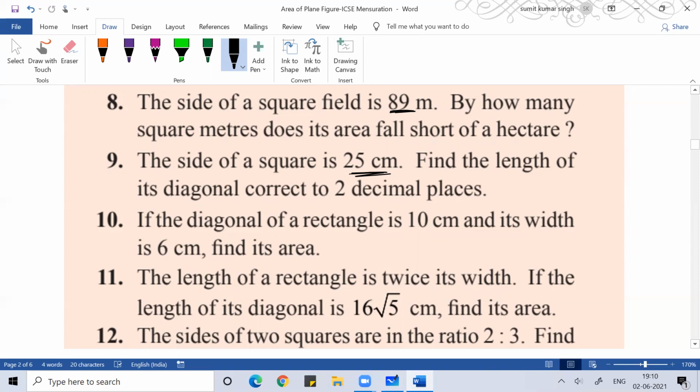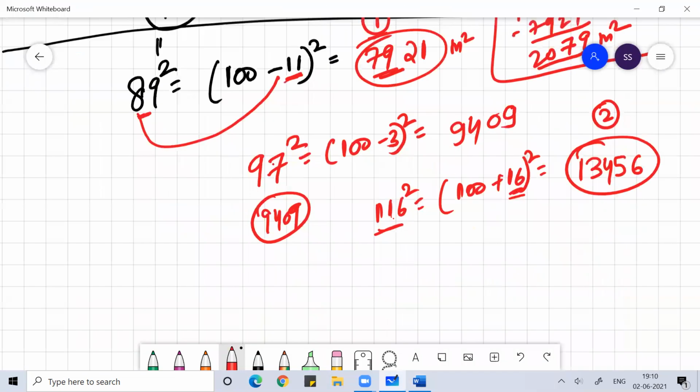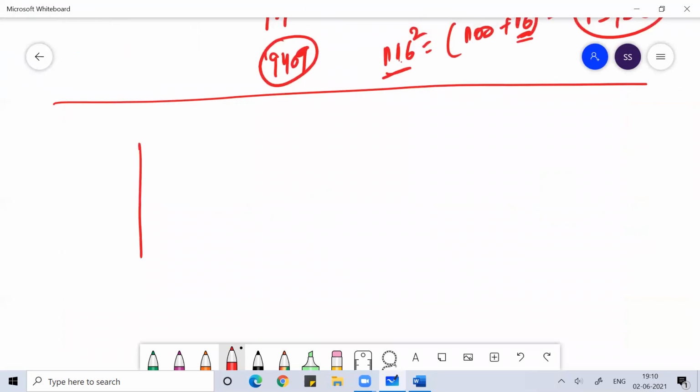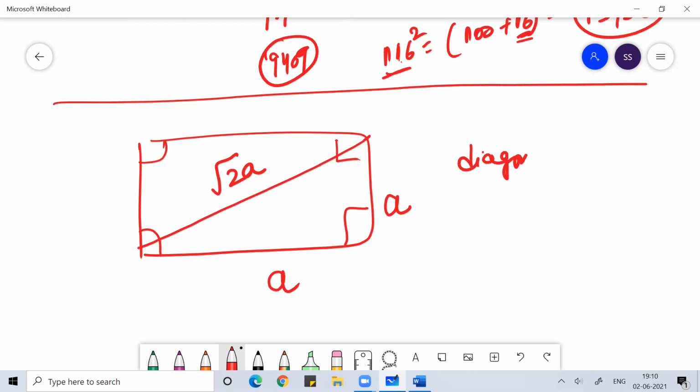So 25. Sir, we can use Pythagoras theorem. Yes, Pythagoras theorem should be used. Diagonal will become triangle. So if the side is 25, then its diagonal by Pythagoras theorem will be 625 plus 625.